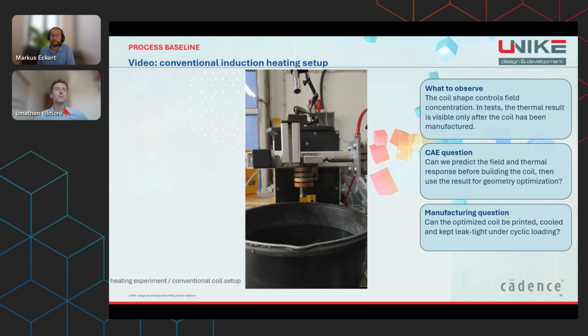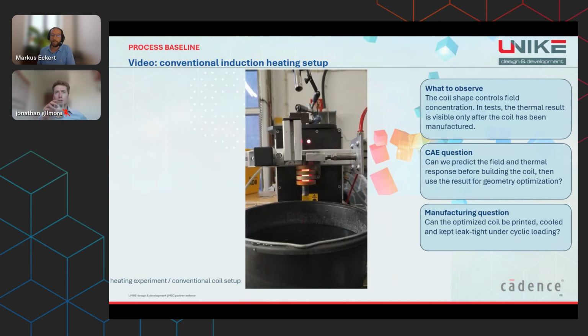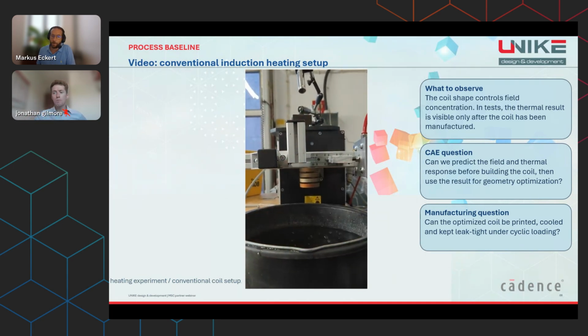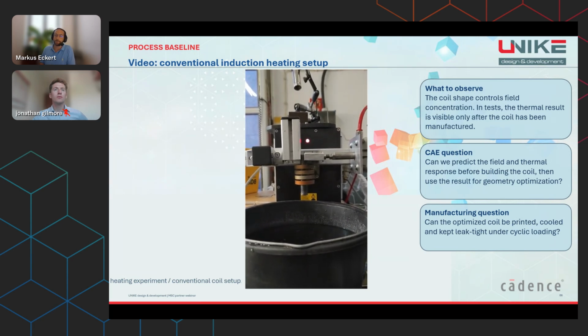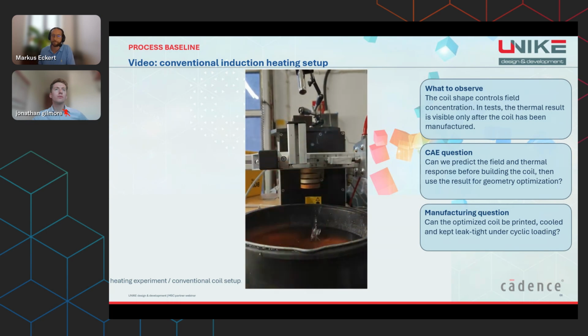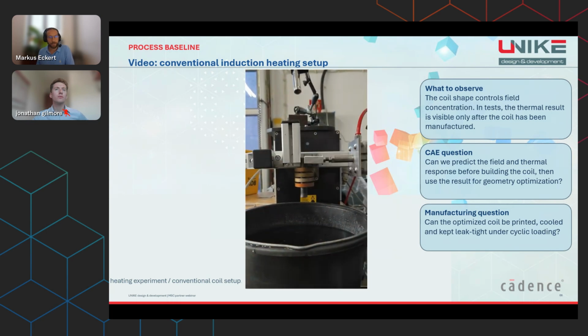Here, we see the physical starting point, a conventional induction heating setup. While the video is running, it is useful to watch two things. First, the coil geometry and the distance to the workpiece control where the field is concentrated and where the heat is generated. Second, in the physical test, the thermal response becomes visible only after the coil has already been manufactured and assembled. For a simple coil, that may be acceptable. For complex contour-near geometries, it quickly becomes a bottleneck.